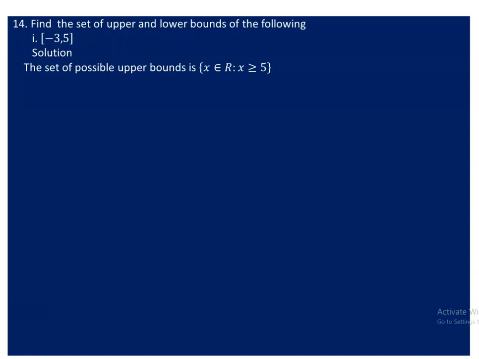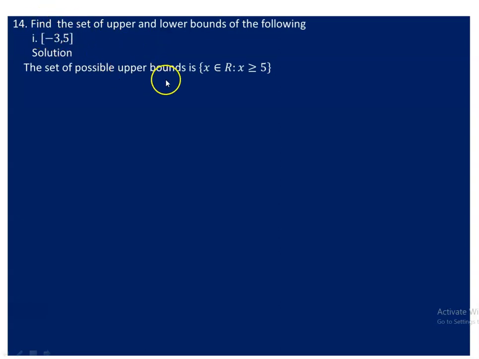The set of possible upper bounds is the set containing real numbers greater than or equal to 5. Because as you see, look here students, whatever number you may take, 5 and above it, they all are greater than or equal to these values. Equivalence is considered, don't forget please. Whatever number you may take within this set, the number is obtained to be the greatest of all the entries within this interval.